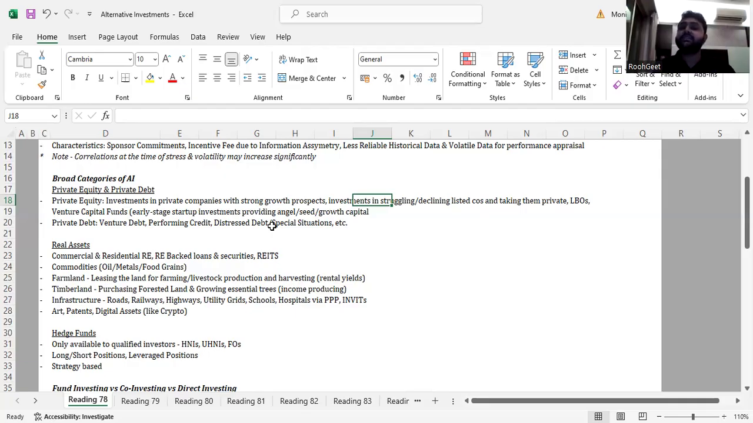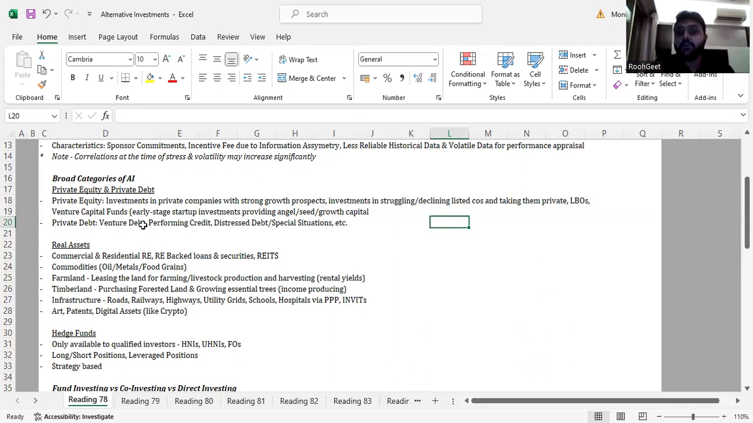Then comes distressed debt or special situation. Now, these are companies facing some difficulties. Something like we just discussed here. Something is stuck. Maybe debt is very high. Working capital cycle is messed up, a lot of things, right? That is where distressed debt or special situations will come.